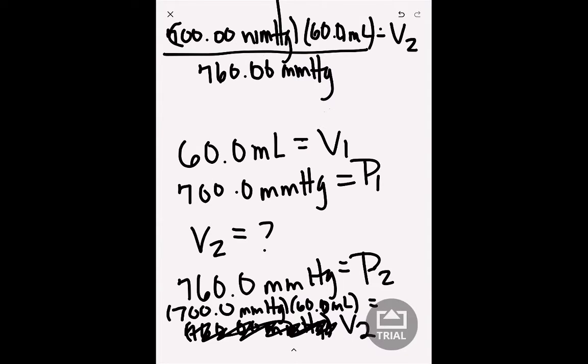Now I've got to push this in my calculator. I'm going to do 700 times 60 equals, divided by 760 equals, and then I get 55.2631579. Our millimeters of mercury cancel out so that our unit will be milliliters, and V2 is equal to, and it looks like we're going to need 3 significant digits because that's the least number, so 55.26 rounds to 55.3. So 55.3 milliliters is going to be our V2.